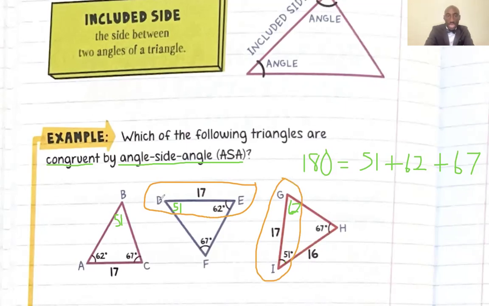We have for side DE, angle D is 51, side DE is 17, angle E is 62. Right here, segment IG, angle I is 51, segment IG is 17, angle G is 62. So because those two sides are congruent by the angle side angle postulate, those two triangles would be congruent by that same postulate. So it should be triangle DEF and triangle IGH.